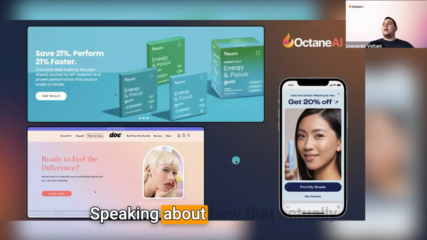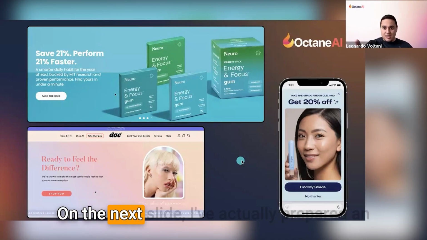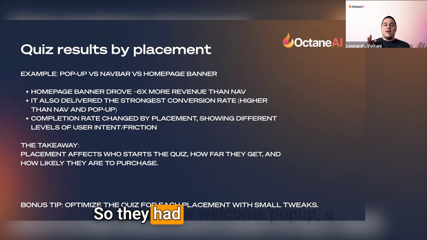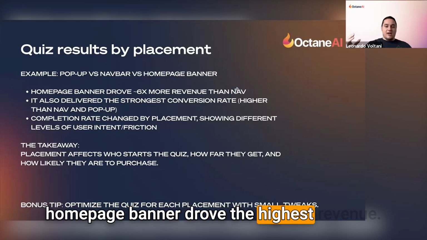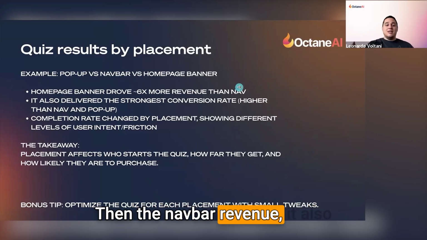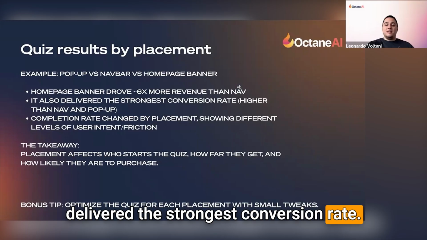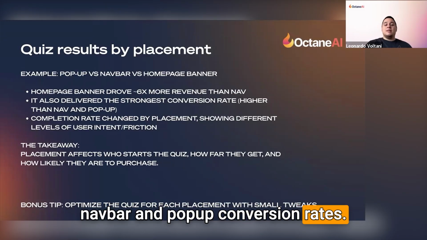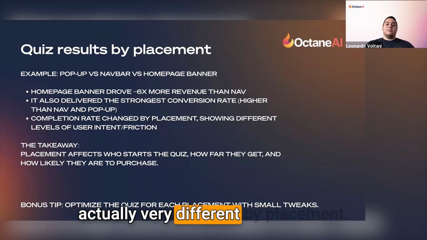Speaking about how that impacts performance, on the next slide I've prepared an example from a real client who tried the exact same version of the quiz on 3 different placements at the same time: a welcome pop-up, a navbar link, and a homepage banner. What they found over time was that the homepage banner drove the highest revenue, actually 6 times higher than the navbar revenue. It also delivered the strongest conversion rate, about 5% higher than the navbar and pop-up conversion rates. And the completion rate was actually very different by placement.